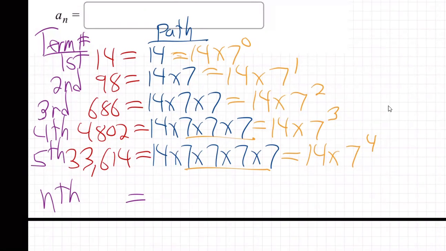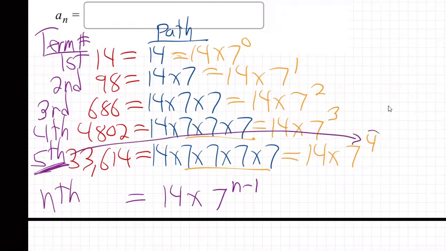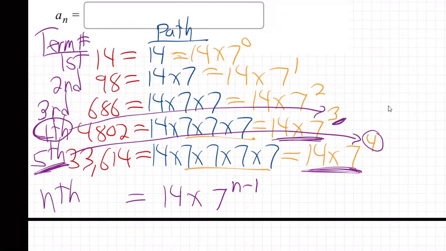Yes. Isn't it 14 times 7, n going up, minus, no, n minus 1 going up. Power like that? Yeah, beautiful. Good work. Yeah, the fifth term leads to a 4. 14 times 7 to the fourth, right? The fourth term leads to a 3. 14 times 7 to the third.